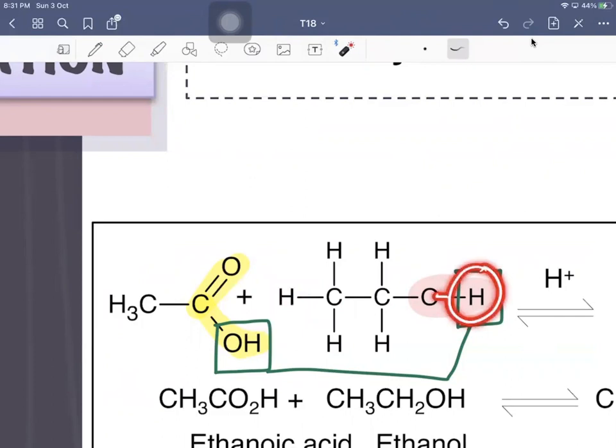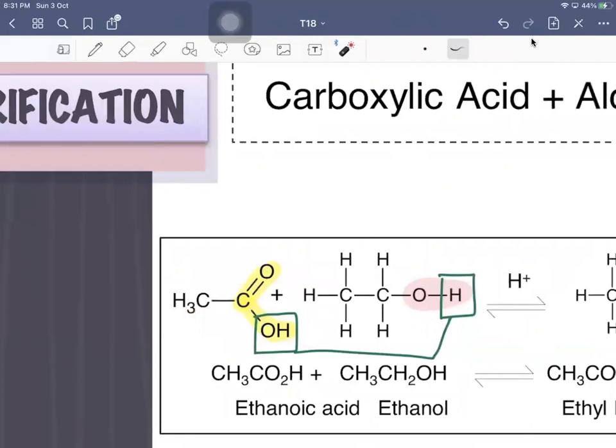Okay, and remember, carboxylic acid only reacts with alcohol. Carboxylic acid will not react with another carboxylic acid. Alcohol will not react with another alcohol.